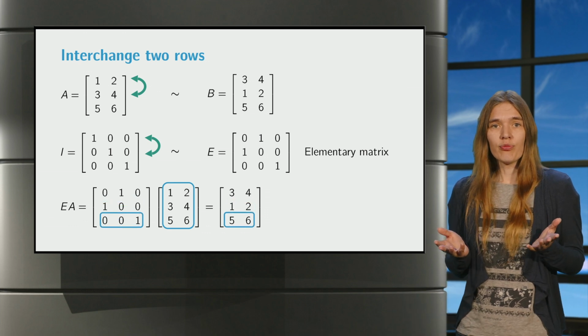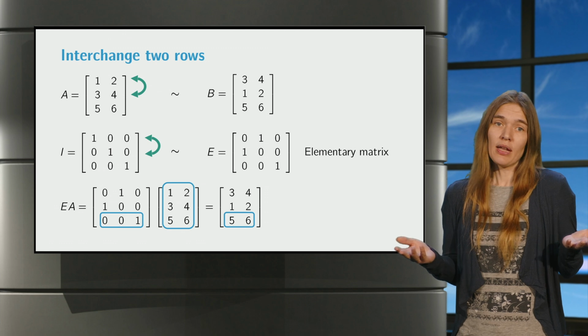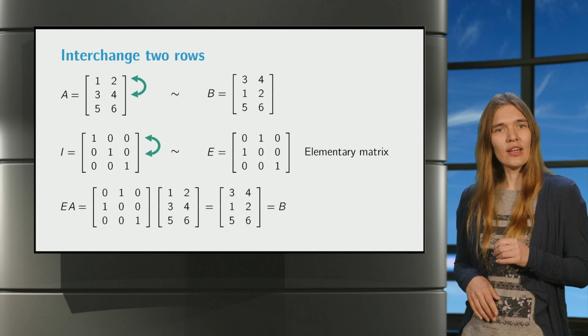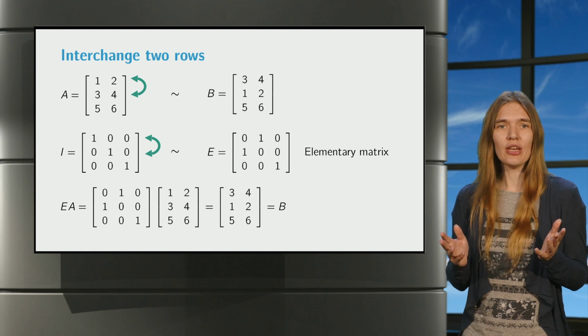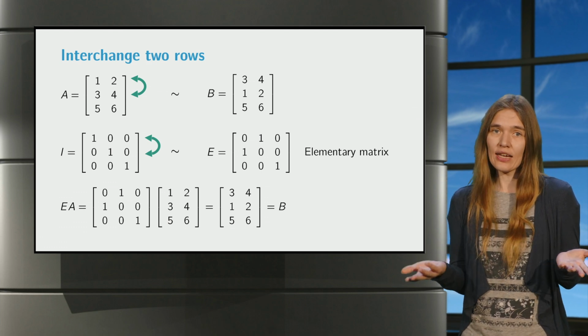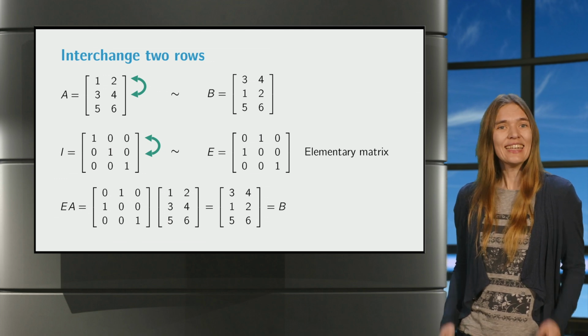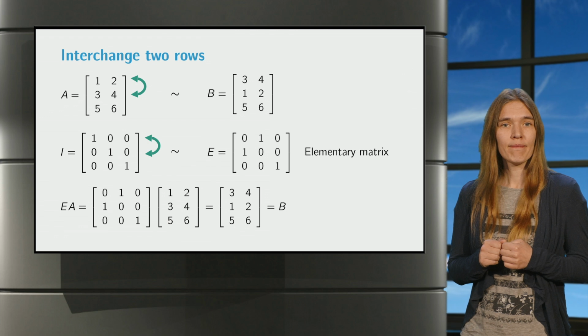Computing the third row of the product, we obtain some zeros plus 1 times the third row of A. Take a look, it does the trick. Multiplying by this elementary matrix interchanges the first and second row of A. So the matrix B we obtained by our row operation is equal to the product of E and A.